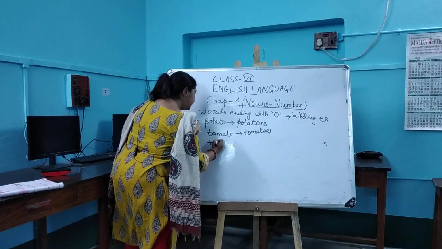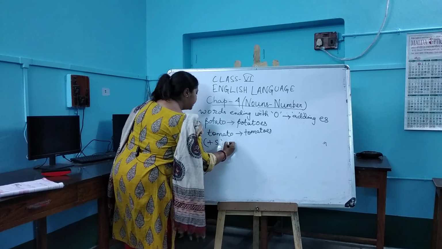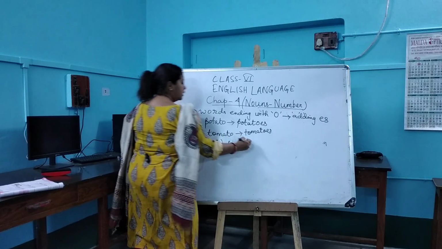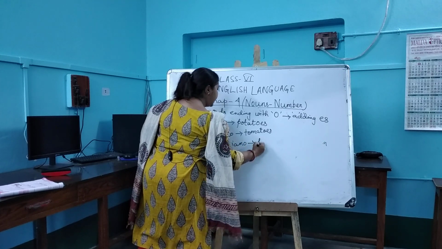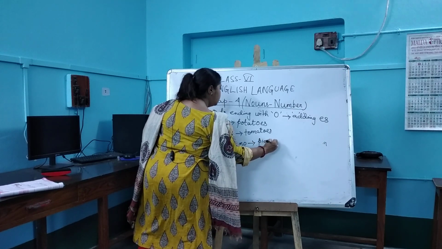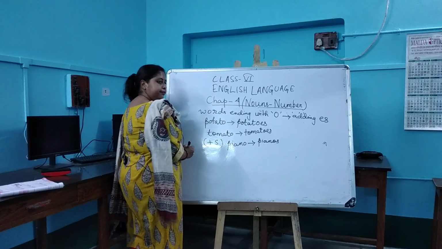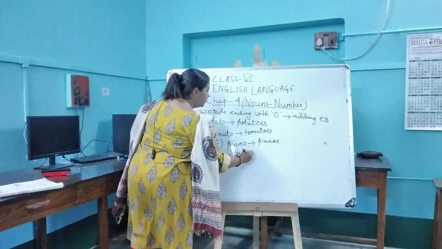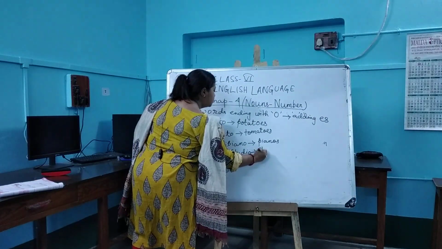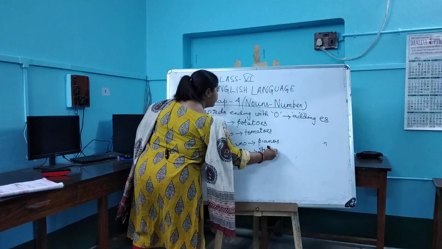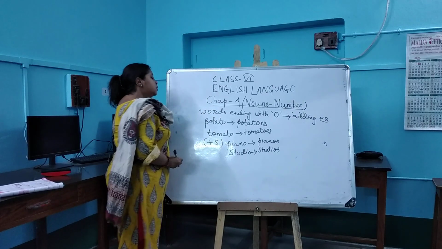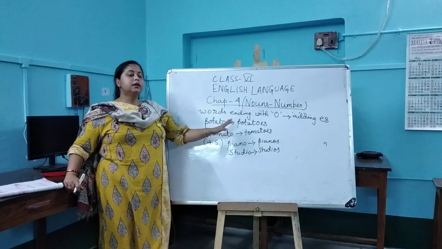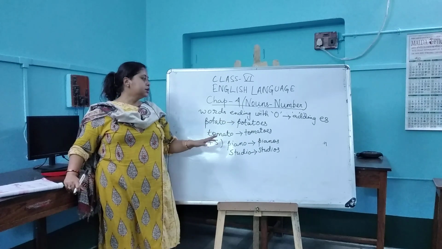Only by adding S, like piano, piano. When we convert it into plural form, we add only S: pianos. Okay, studio, we only add S: studios, in this way.